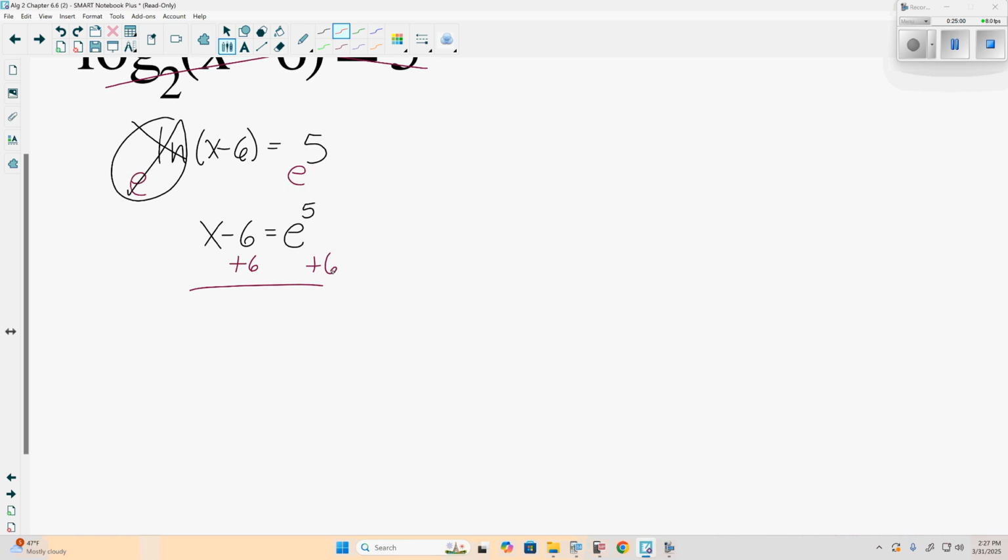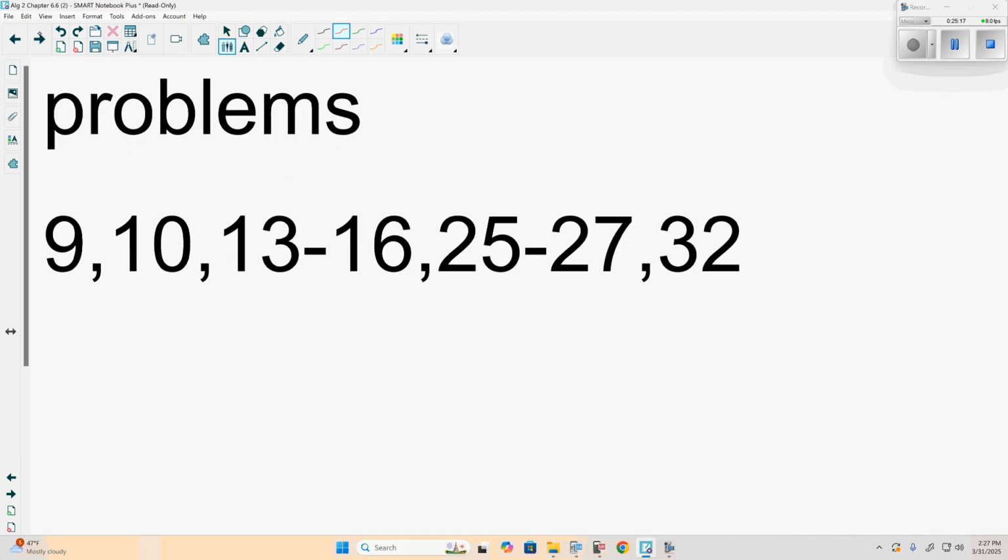Add 6, telling us x is equal to e to the fifth plus 6. So it still works with natural logs. We just end up with e instead of a number to a power. Questions on this here? That is it.